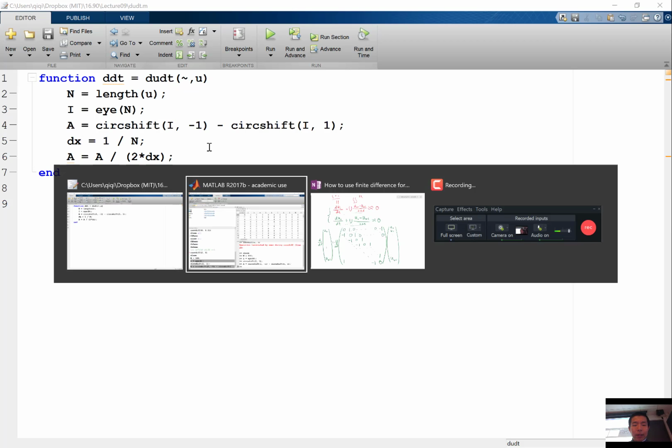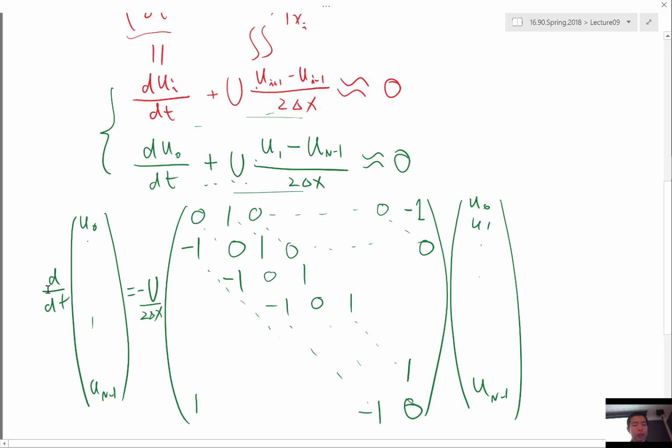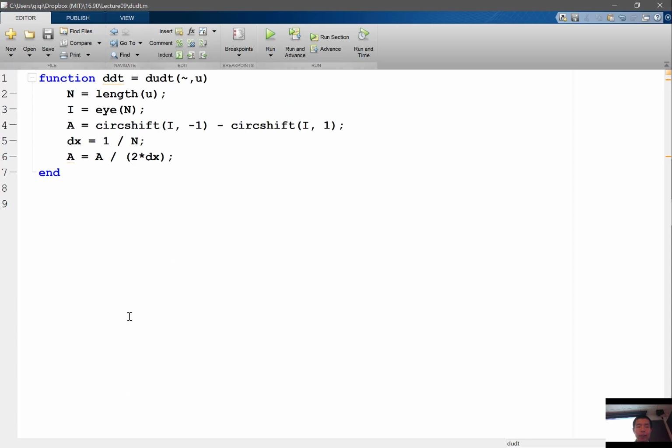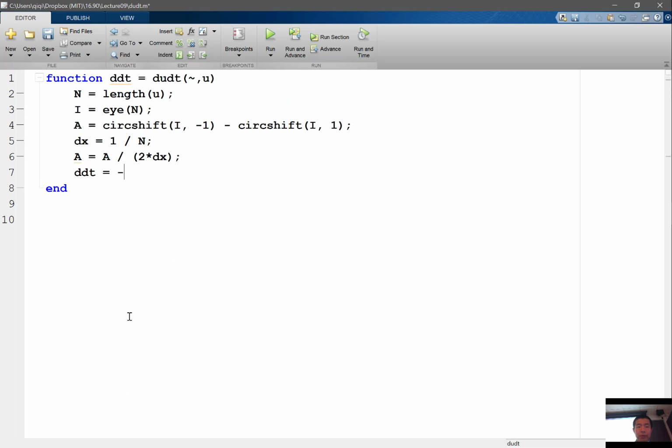Okay, so then what I'll do is my du/dt just equal to minus u times, okay, d/dt is just minus u. Let's solve it with u equal to 1. So minus u, so that's minus 1 times A times u. Okay, so the discrete operator A operated on u gives me du/dx, and minus of that is du/dt. Yes?